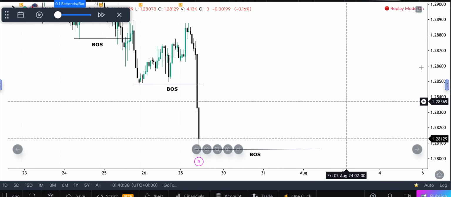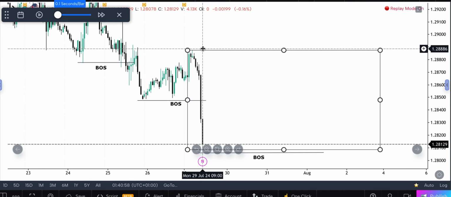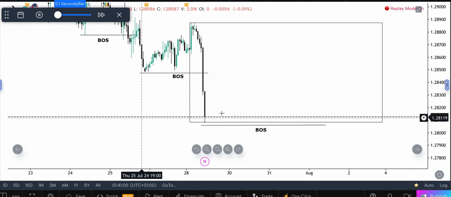Anything that is happening inside this zone is called internal structure, as long as price doesn't break above this high here and doesn't come down below this zone here. From here to here is our external structure. Our external structure is bearish already. It has already broken structure here.